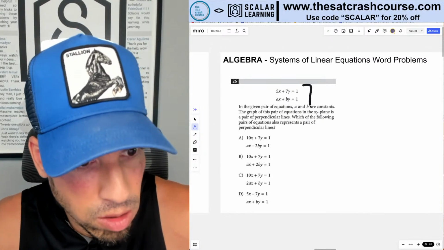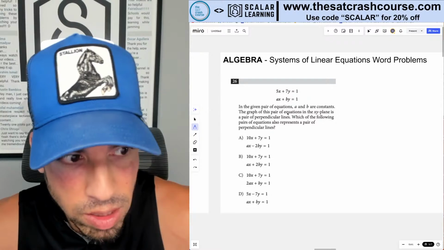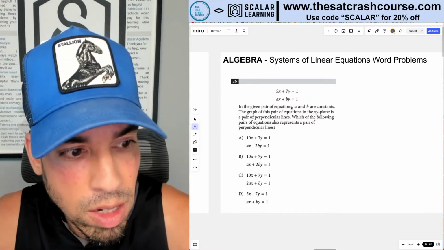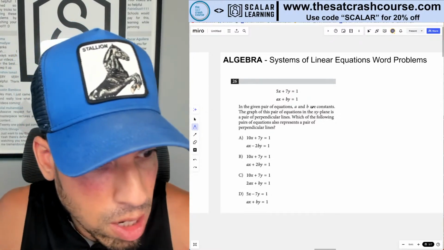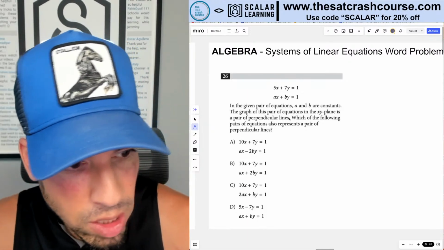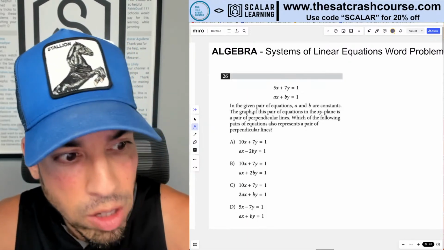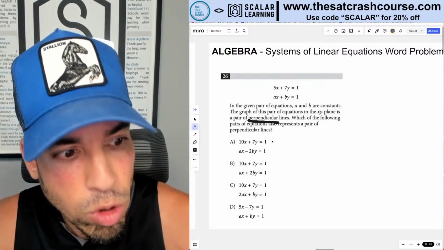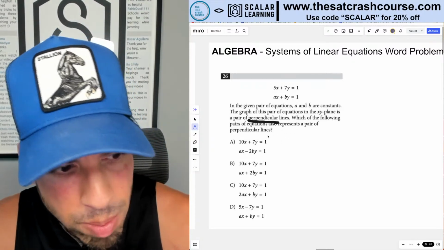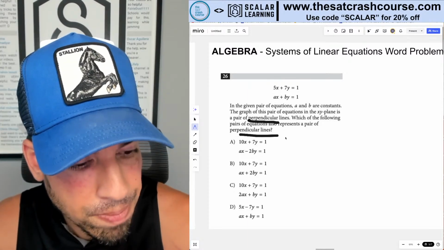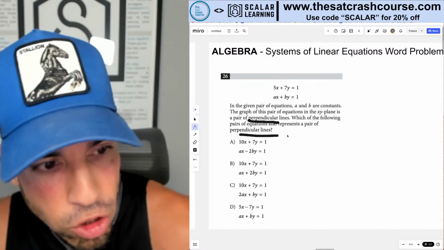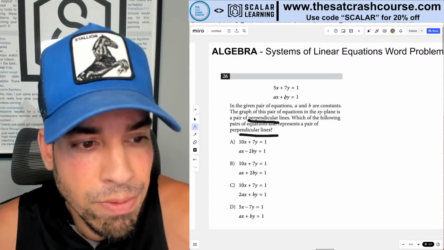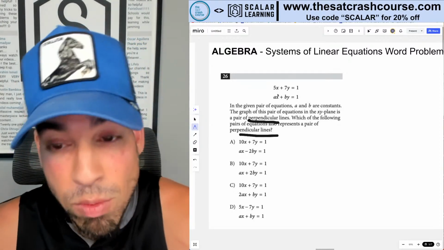So again, we have a system, and now we got a little word problem talking about everything. This is a hard one, by the way. In the pair of given equations, a and b are constants. The graph of this pair of equations is a pair of perpendicular lines. So these lines are perpendicular is what they're saying. Which of the following pairs of equations also represents a pair of perpendicular lines? Oh, very interesting. Okay. So we can figure out what a and b are, or like relative to each other.